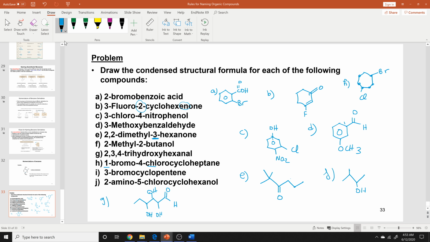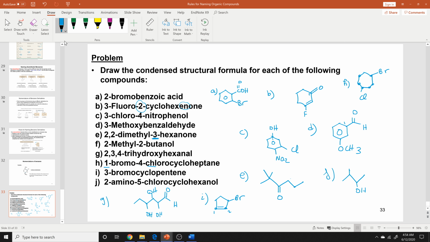3-bromocyclopentene. So cyclopentene is this. So this is what cyclopentene is. And on carbon number 3, because the double bond is definitely on carbons 1 and 2, on carbon number 3, I do have a bromine in there. And this is going to be I.